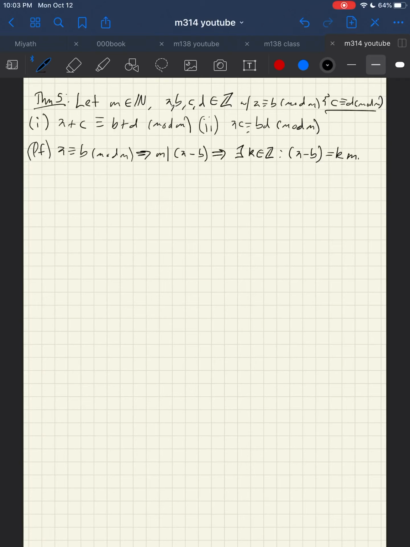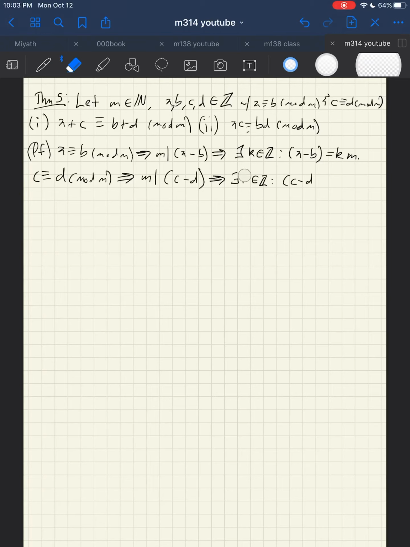Now we're going to run the same game with this equivalence here. c congruent to d mod m implies that m divides the difference c minus d, which means there exists an integer, we've already used k, we're going to use cursive l now. It's a cursive l, because if I use a normal print l, it might be rough, and I don't like to mix capitals and lower cases if I can avoid it. So there exists an integer l such that c minus d is equal to lm.